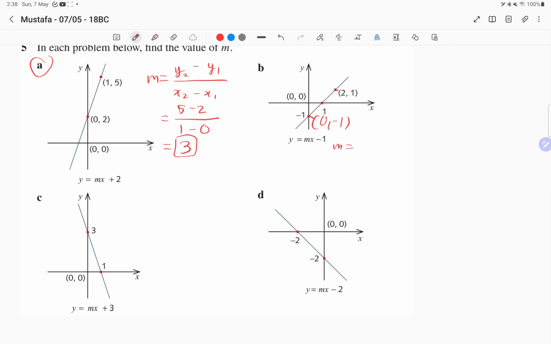But let's just say we use that one. So m would be rise. What's y2? Y2 is 1 minus 0. Y1 is not 0. 1 minus 2. No. Is it 1 minus negative 1? Yes, y coordinate. Right?